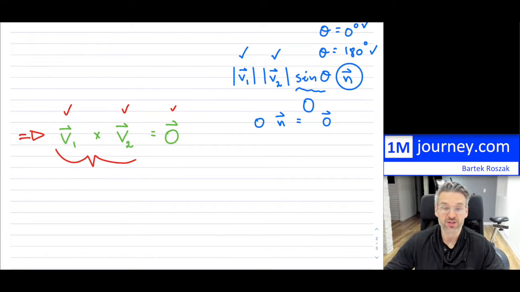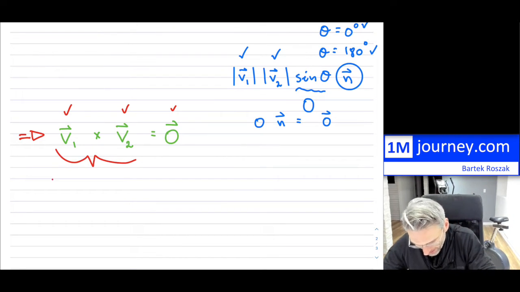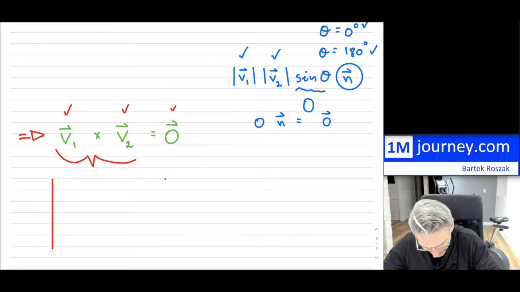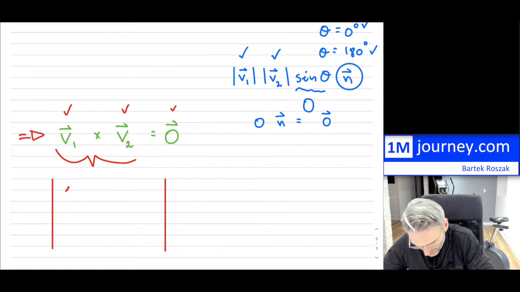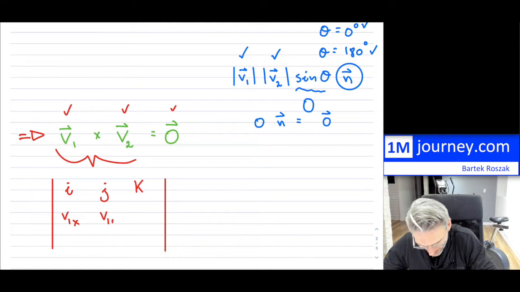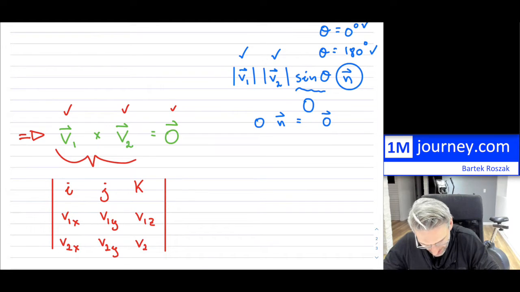Now, I did the introduction to this. Maybe I'll put up a link above there to the introduction to the cross product. And really, I like to write it out and figure it out in this way, so that I have my i, my j, my k vectors. And then I'm going to put in here V1, the X component, V1, the Y component, V1, the Z component. And then I have V2 X component, V2 Y component, and then V2 Z component.